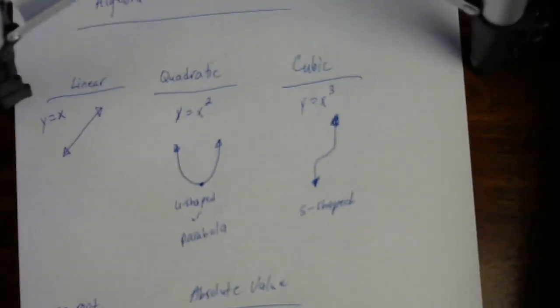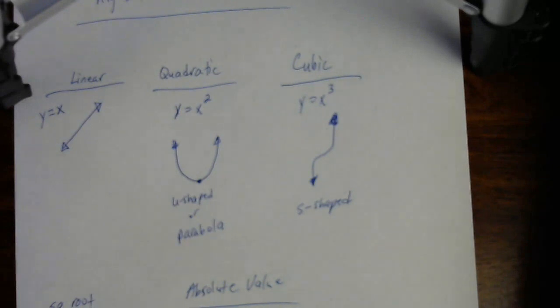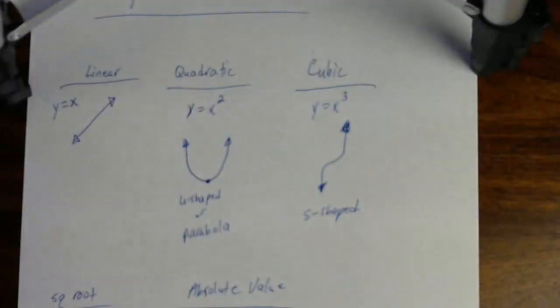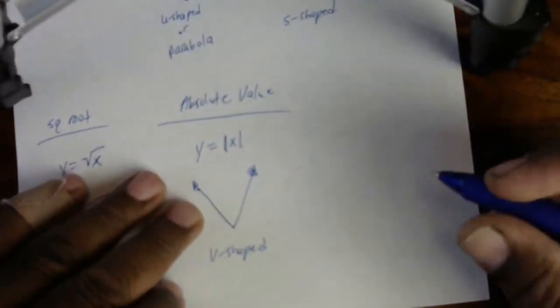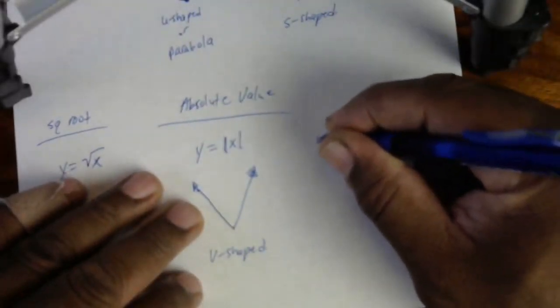Okay, so back to the document camera. Okay, now here's the quick and dirty on even and odd functions. This is the quick way, before we take a look at the formulation and the formula and that sort of thing.